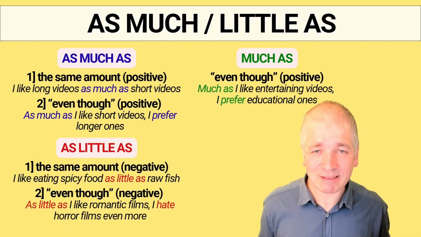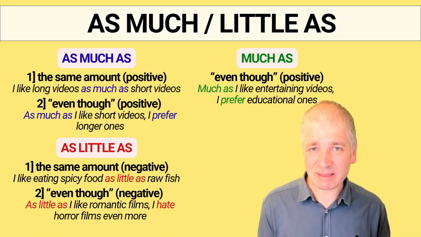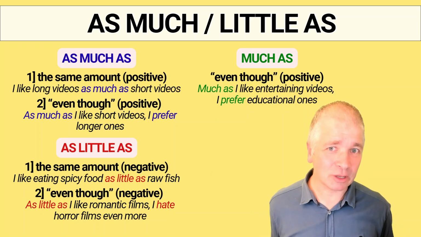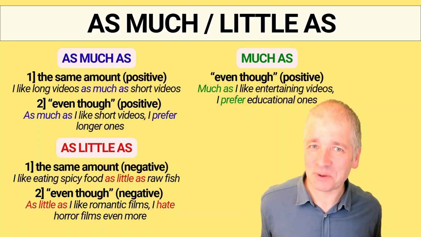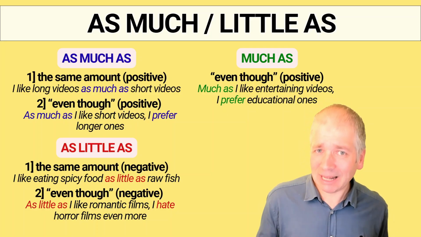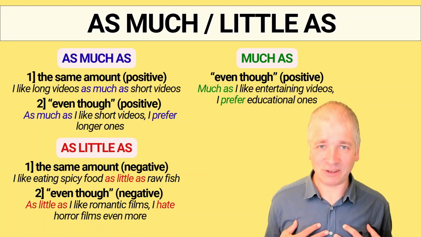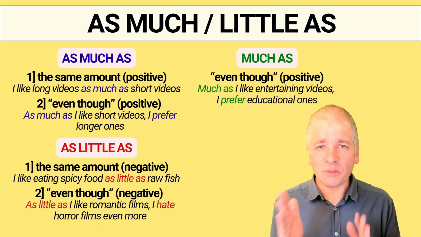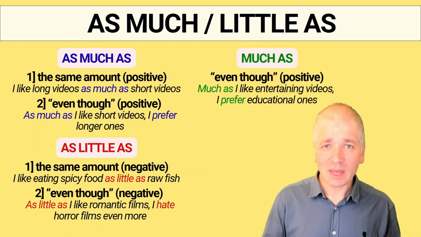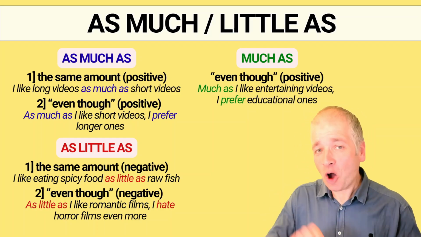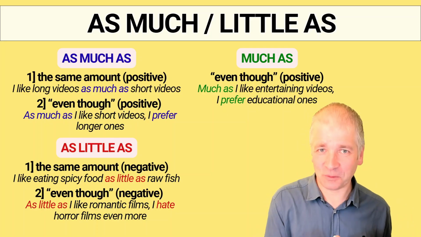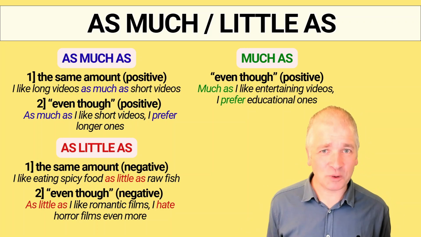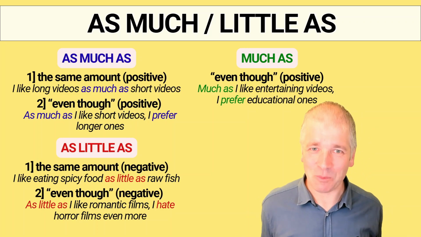And we can also use as little as a linker of contrast that means even though, introducing something negative. As little as I like romantic films, I hate horror films even more. So by saying as little as, what I mean is that I don't like romantic films because I only like them a little amount. That introduces another clause that goes in a contrast again. Here the contrast is that we like horror films even less than the romantic films. But I could have gone in a different direction. As little as I like romantic films, I'm going to watch them anyway.